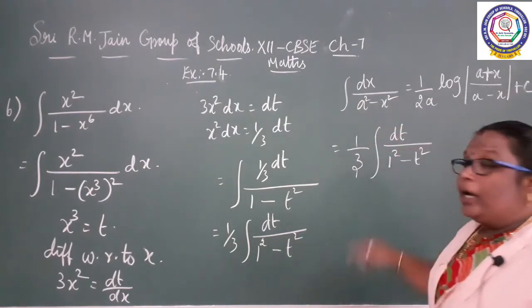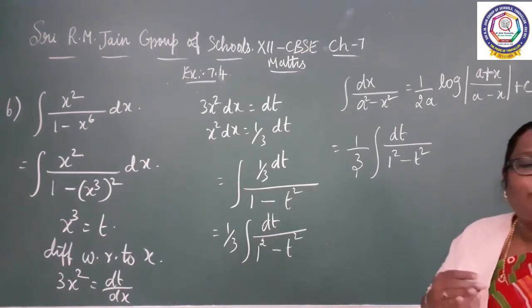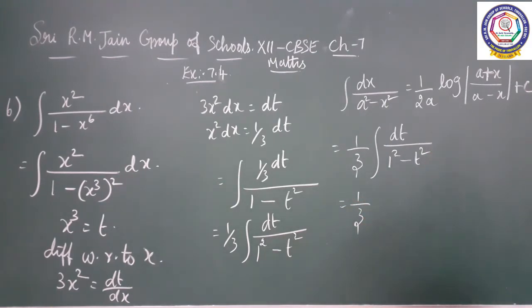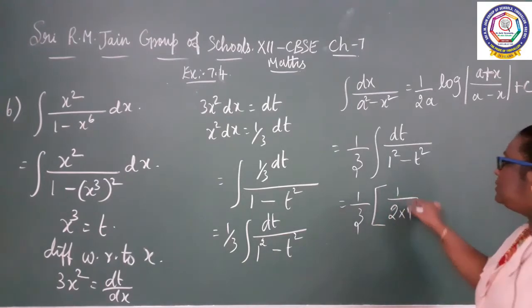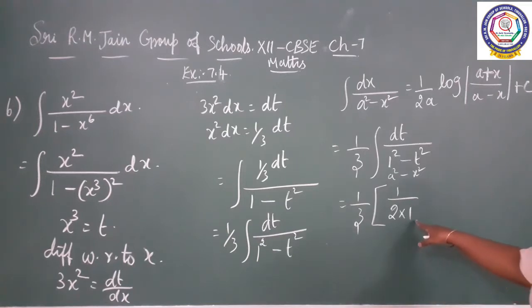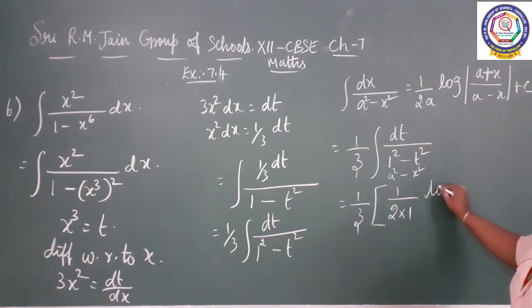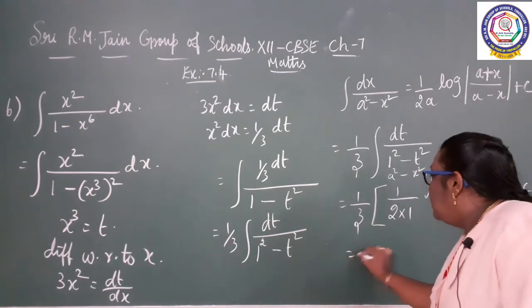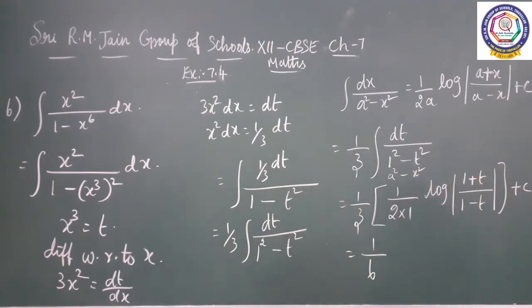In the place of a, 1 is there. In the place of x, t is there. So you can substitute all the values in the given formula. 1 by 3 into 1 by 2a, a value is 1, log of modulus of a plus x, 1 plus t, by 1 minus t plus c. So it gives 1 by 6, 3 2s are 6.